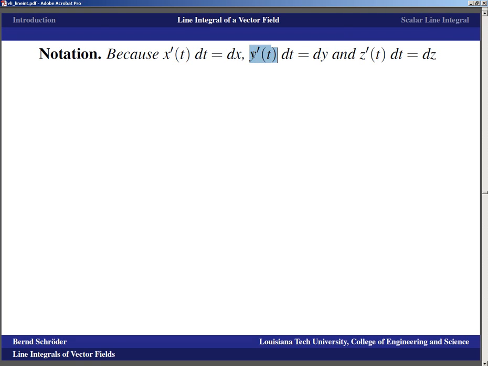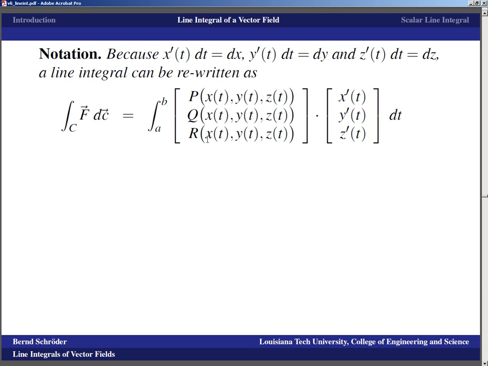If we look at the y component of the velocity and multiply it with a small time step, we get a small displacement in the y direction, so that makes sense too. And then same thing if we look at the z component of the velocity multiplied with a small time step, we get a small displacement in the z direction. So that makes sense.